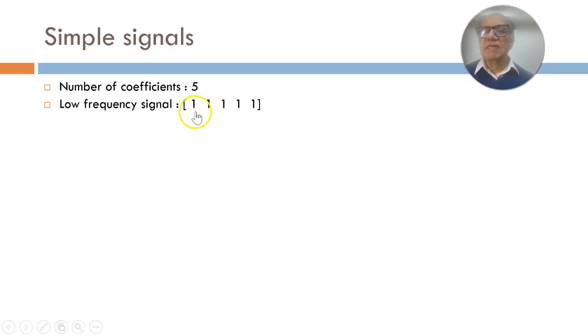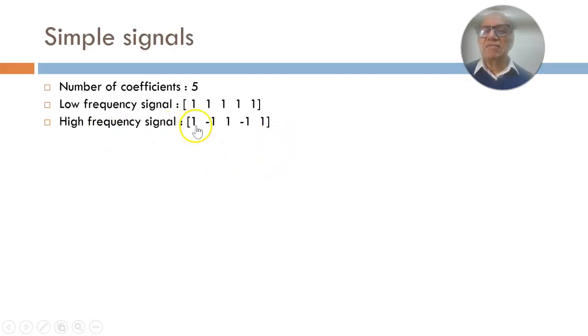Now the low frequency signal can be, one example of this will be all values same. So the value is not changing at all. So this is the lowest frequency that you can think of, that is essentially a DC component in the signal. So certainly this is a low frequency signal.